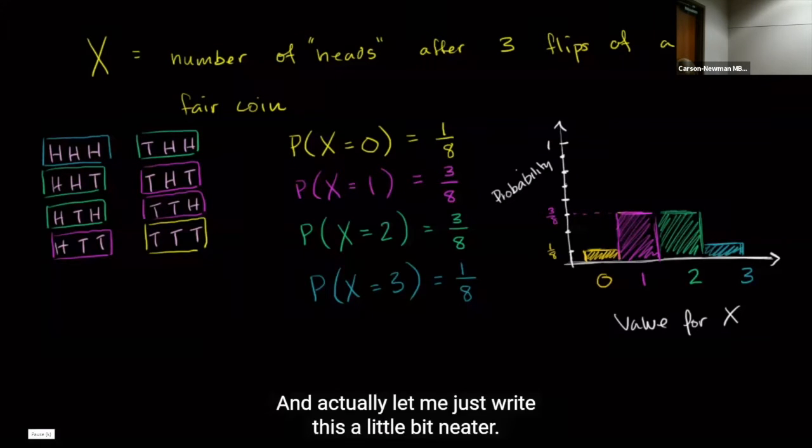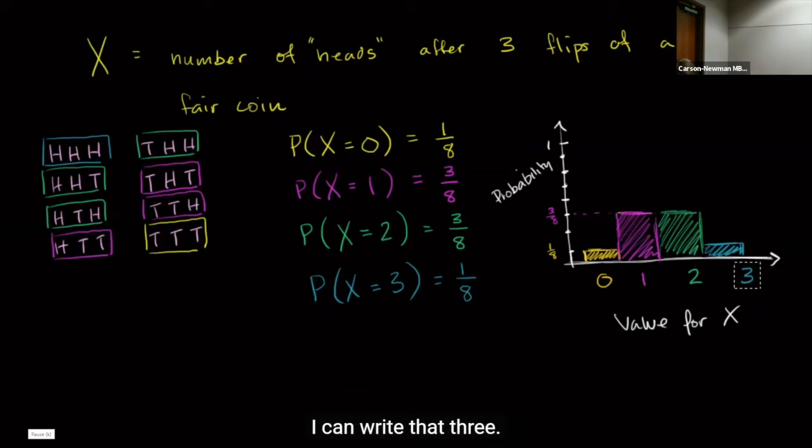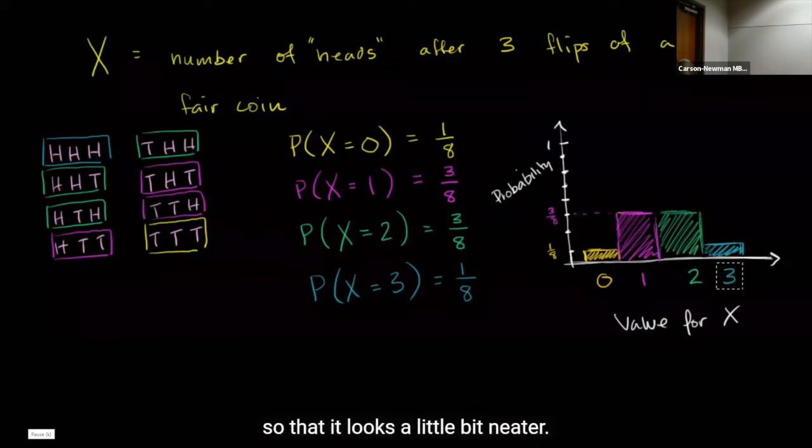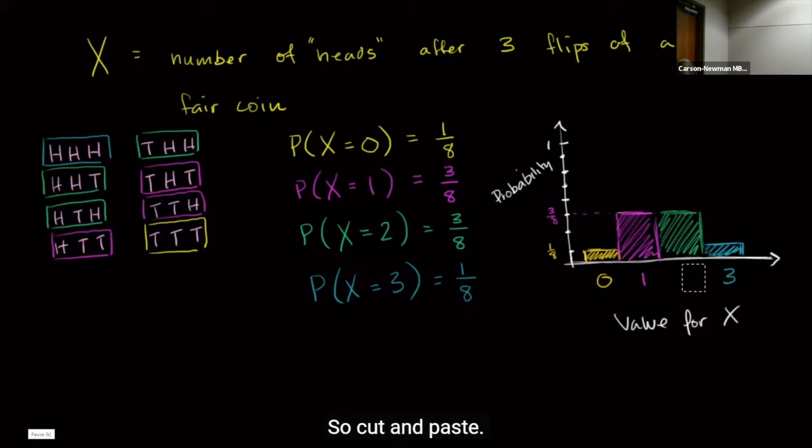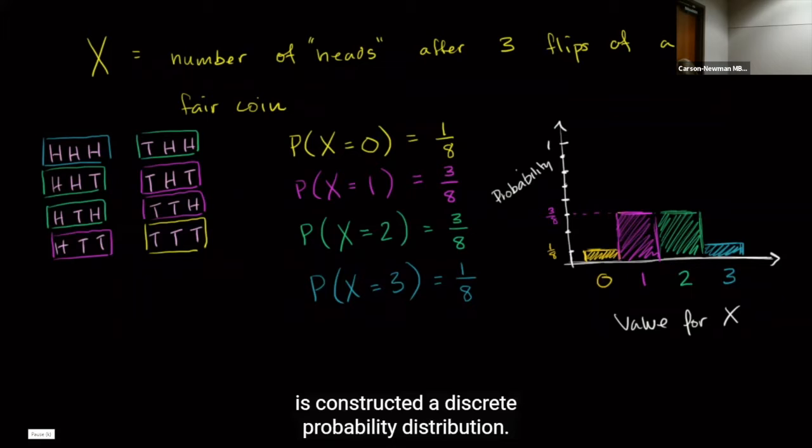Actually, let me write this a little bit neater. I can move that 3 and that 2 a little bit closer in, just so it looks neater. And there you have it. We have made a probability distribution for the random variable x. The random variable x can only take on these discrete values. It can't take on the value half or the value pi or anything like that.